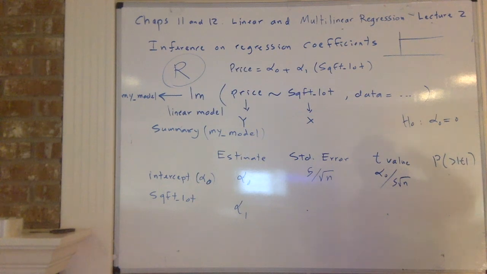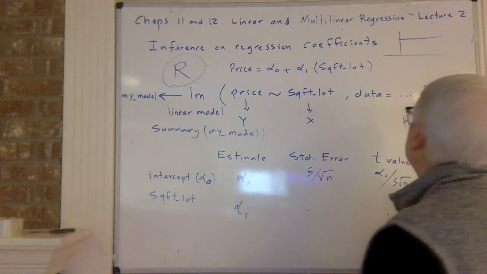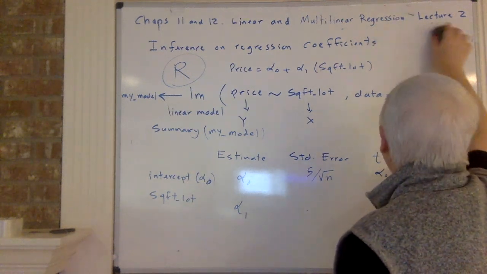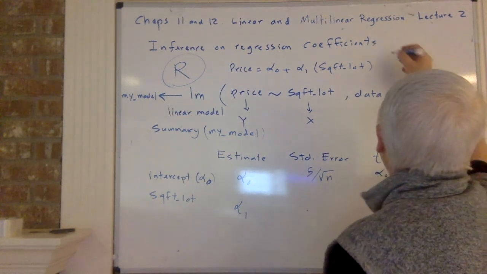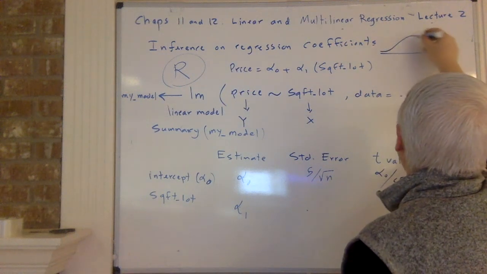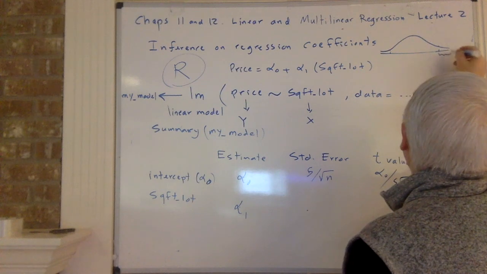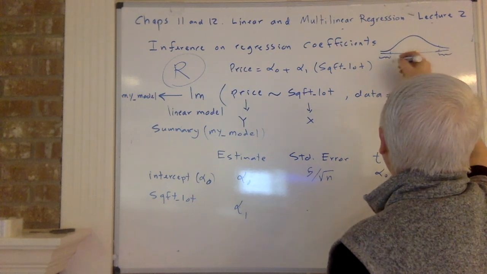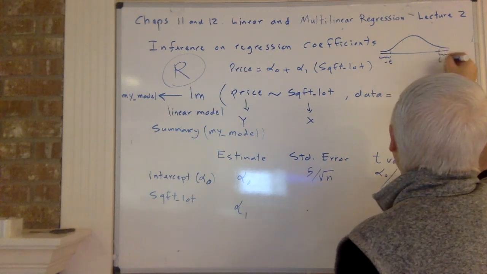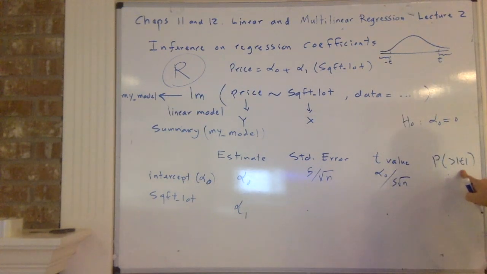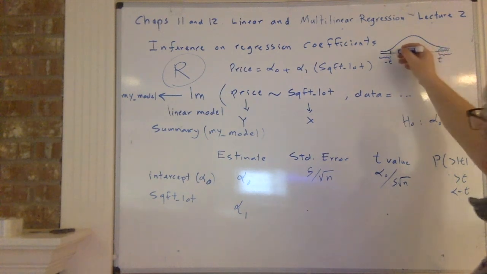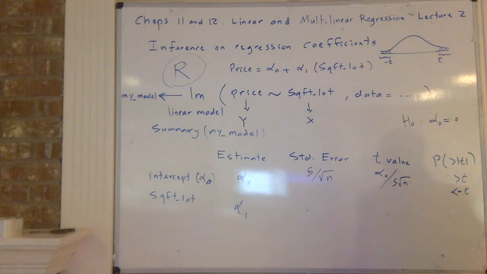I'll draw a picture for you. If that is the t distribution and you have this thing here, and here, it's finding the probability that it is here and here. So this is like minus t, and this is like t. So it's bigger than t and less than minus t. It's finding the probability of being here and here, both of them.